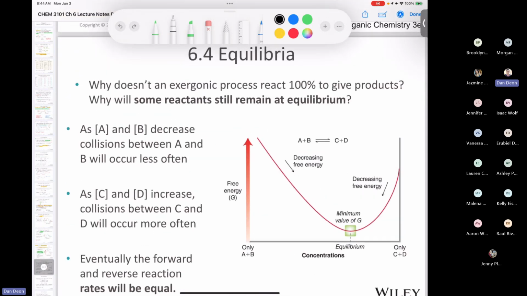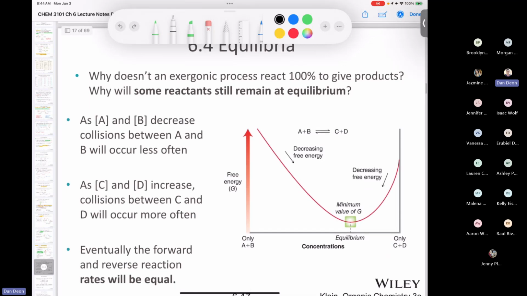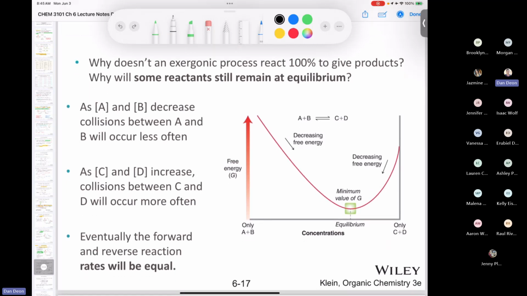Why doesn't an exergonic process give you 100% products rather than reactants? The reason why is because as you start out, here's the starting point of your reaction right here. All you have is A and B, but then as the reaction progresses and you make more C and D, so this is just C and D, this is A and B, right? Eventually you make more C and D, and then the C and D molecules start colliding with each other and they start reacting and they give you the reactants again.